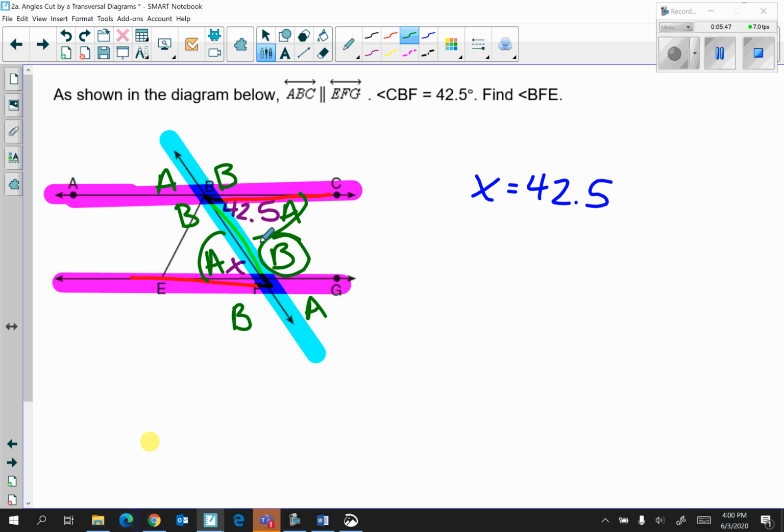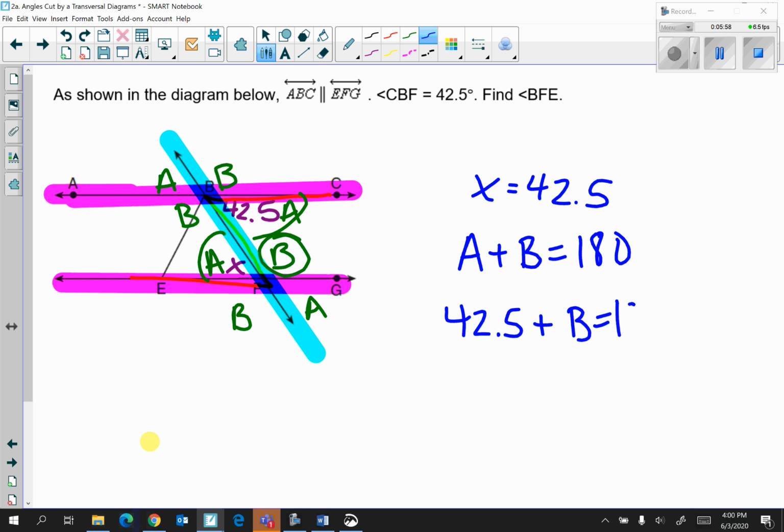All we would have to do is A plus B is equal to 180. So that would just be 42.5 plus B is equal to 180. So we would have to subtract 42.5 on both sides, and B would be equal to 137.5.